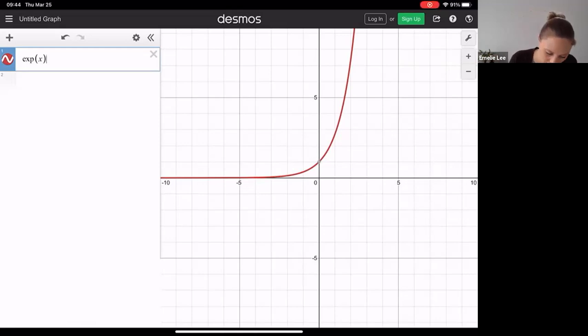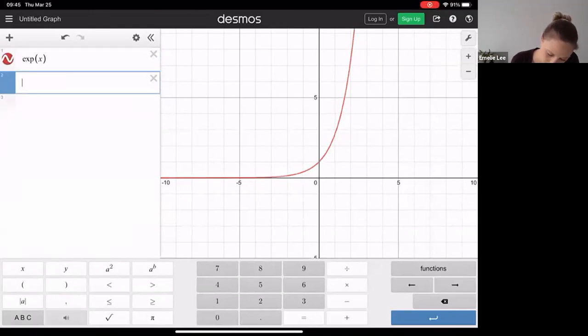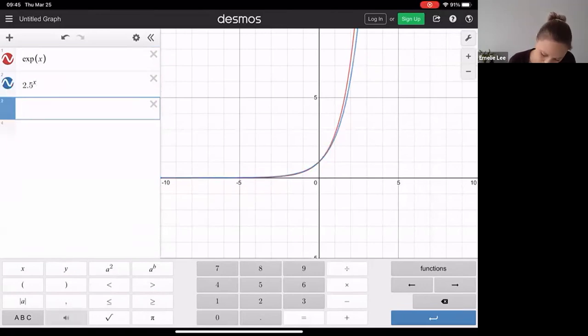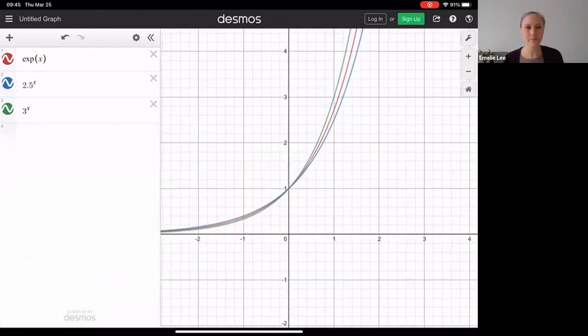But notice that because e is between, let's say, 2.5 and 3, because it's 2.71828, right? If I graph 2.5 to the power of x, it's going to wrap around it. And if I do 3 to the power of x, it's going to wrap around it on the other side, kind of like snakes around it. But notice, we could get close to e to the power of x just by changing our base to be closer and closer to 2.71828.